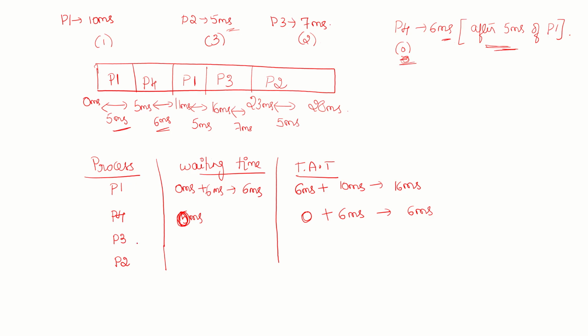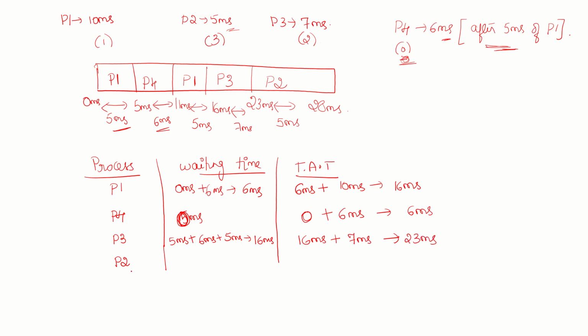Next, coming to P3. P3 waited for how much time? 10 milliseconds of P1 and 6 milliseconds of P4, isn't it? So at the beginning, it waited for 5 milliseconds. So I will write 5 milliseconds. Next again, it waited for 6 milliseconds. So I will write that 6 milliseconds. Then again, it waited for 5 milliseconds of P1. So it is 16 milliseconds. Now if I want to calculate the turnaround time, it is 16 milliseconds plus the execution time for P3, which is 7 milliseconds. So 16 plus 7, it is 23 milliseconds.